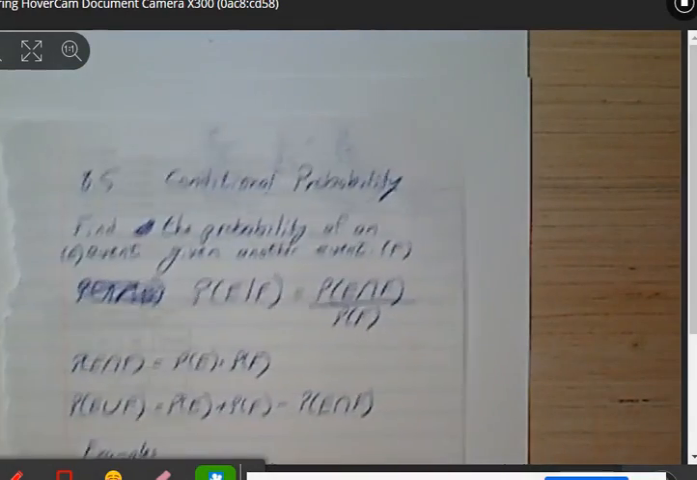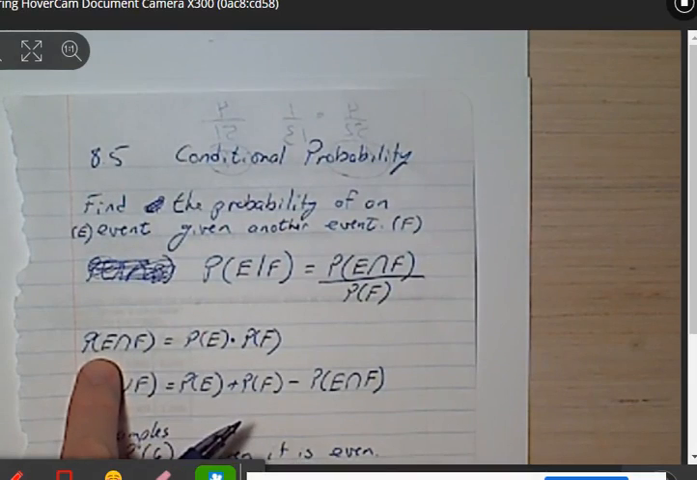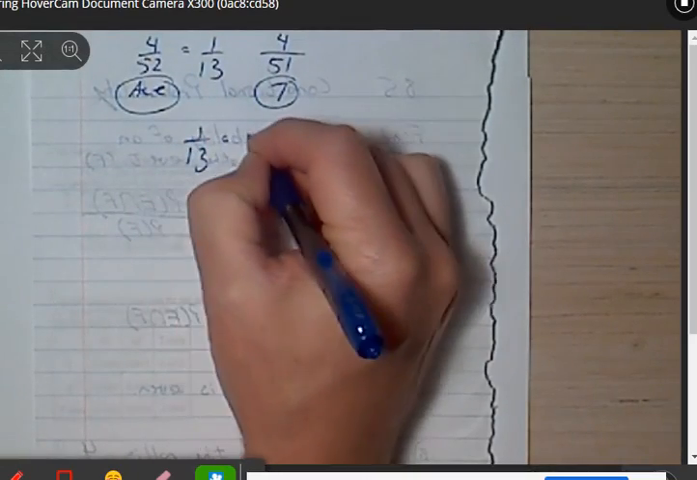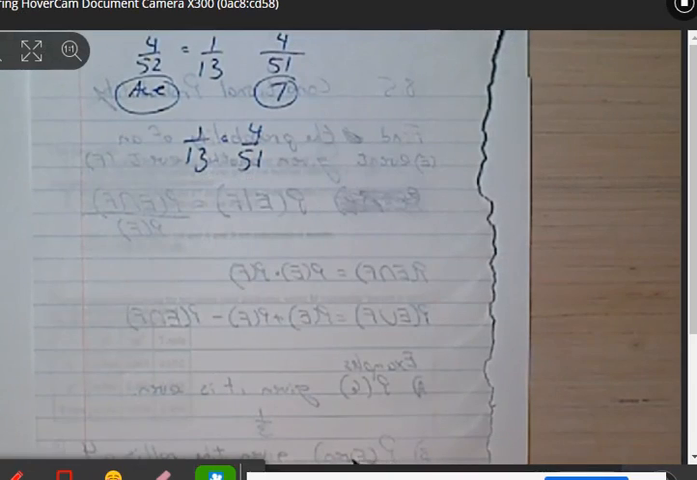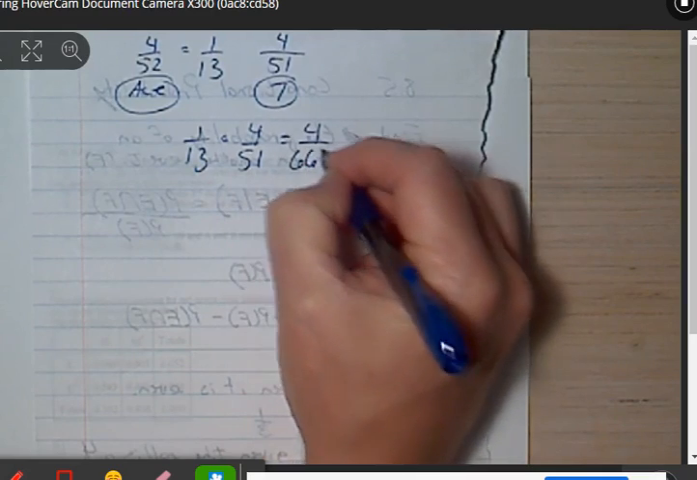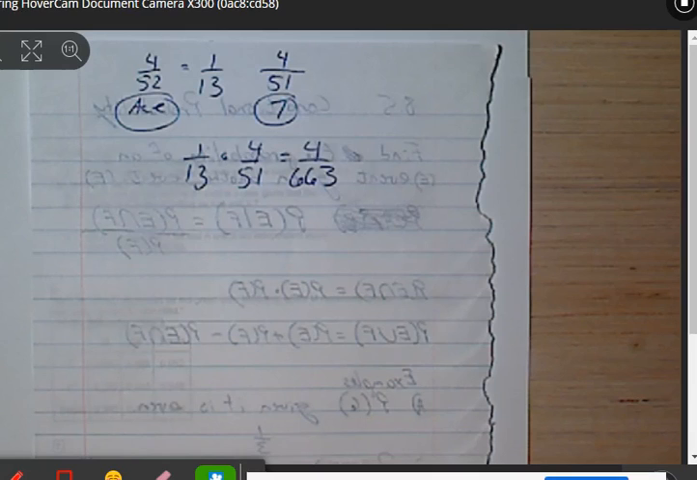So going back to the conditional probability from earlier, if it's the probability of the ace and the 7, we would just do the probability of the ace times the 7. So that's going to be 1 out of 13 times 4 out of 51. And that comes out to be 4 out of 663. Okay, so that's if you do ace, 7.